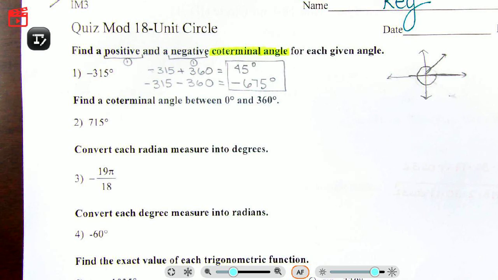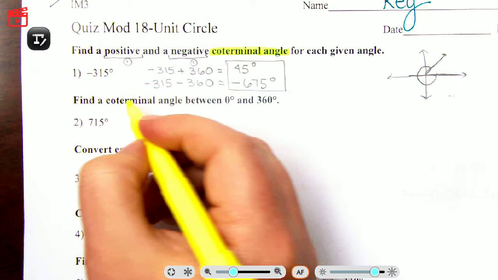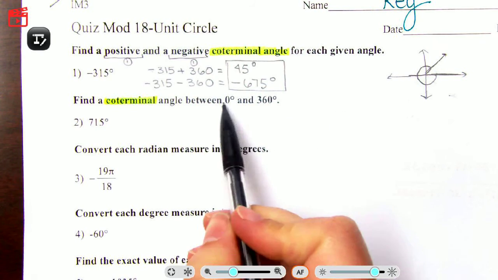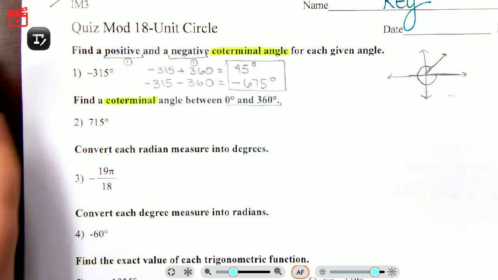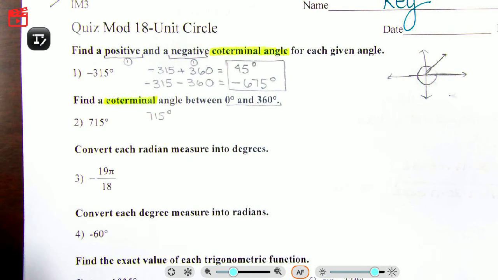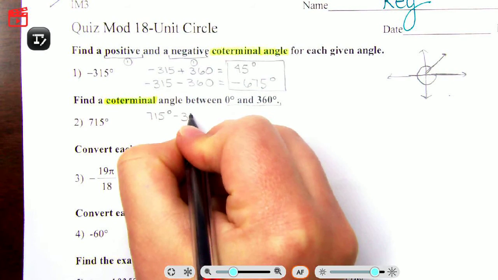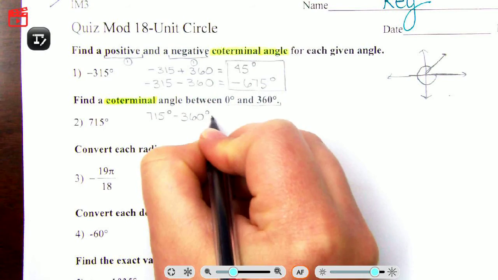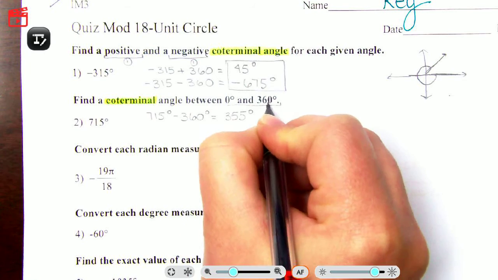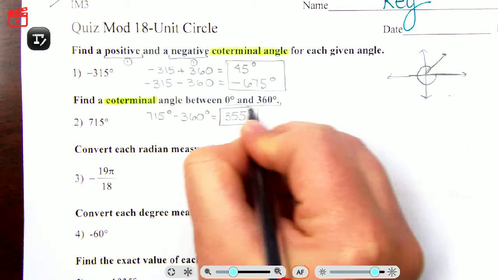Question number 2, find a coterminal angle between 0 and 360 degrees. Again, coterminal is the same keyword. Coterminal angle means you begin at the initial ray and you end at the same terminal ray. Loop-de-loops don't matter, but in this case, they want the angle to be between 0 and 360. I'm noticing I have a pretty large angle at 715 degrees, so to find a smaller angle, I'm going to subtract one full rotation, 360 degrees, and that gives me 355 degrees. Is 355 less than 360 and greater than 0? Yes, it is. So you are done.